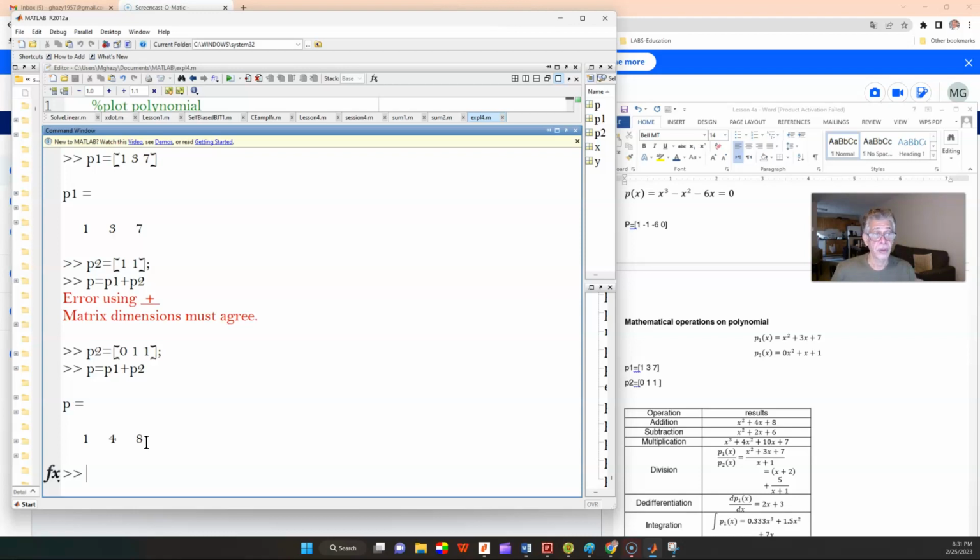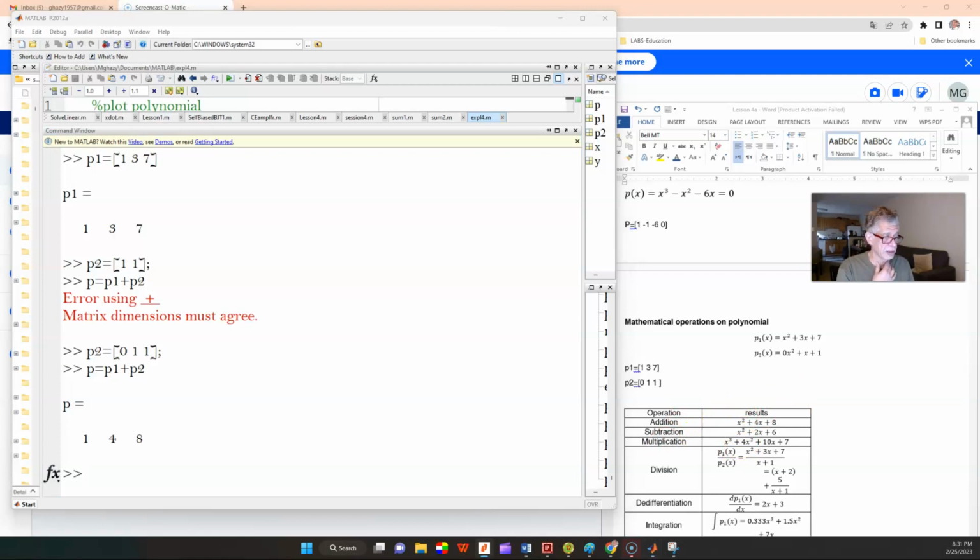Again, both should have the same number of terms. So if you are missing one, you just add 0. In this case, I was missing the first one because this is a first order polynomial. And it's correct to represent it by 1, 1. But when you are adding, it should be the same number, the same length. Okay? So now let's do multiplication.